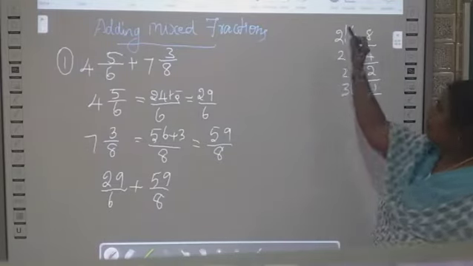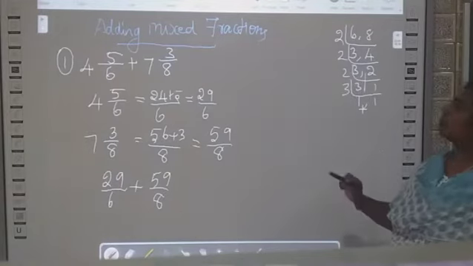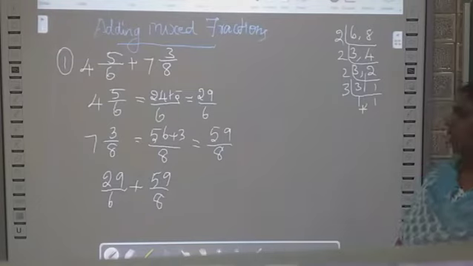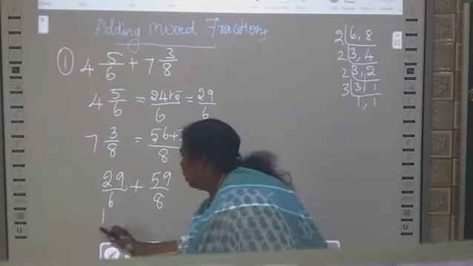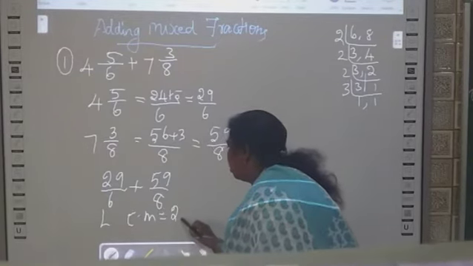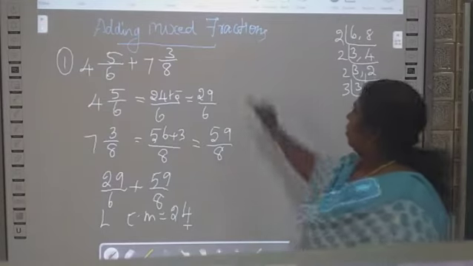Right? Then multiply these two numbers. 3 times 2 is 6. 6 times 2 is 12. 12 times 2 is how much? 24, isn't it? So LCM is how much? 24. LCM equal to 24.